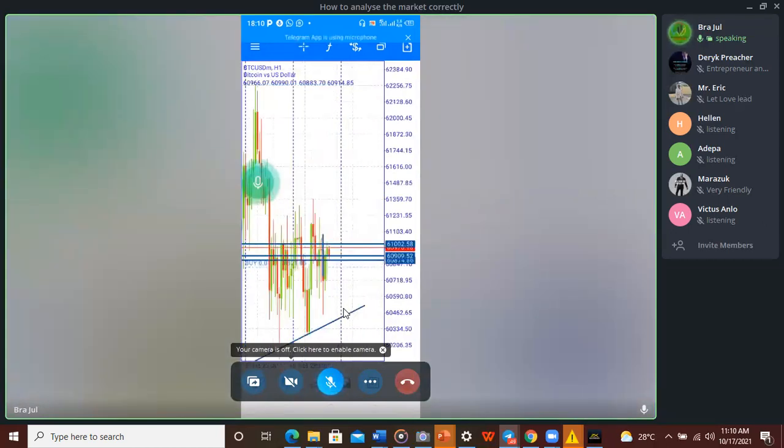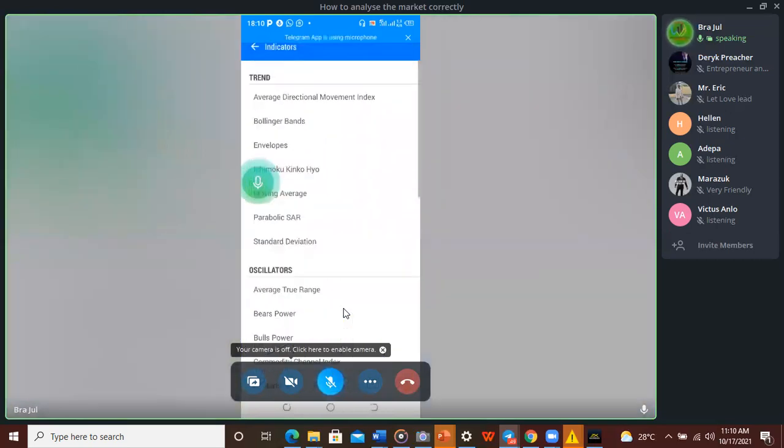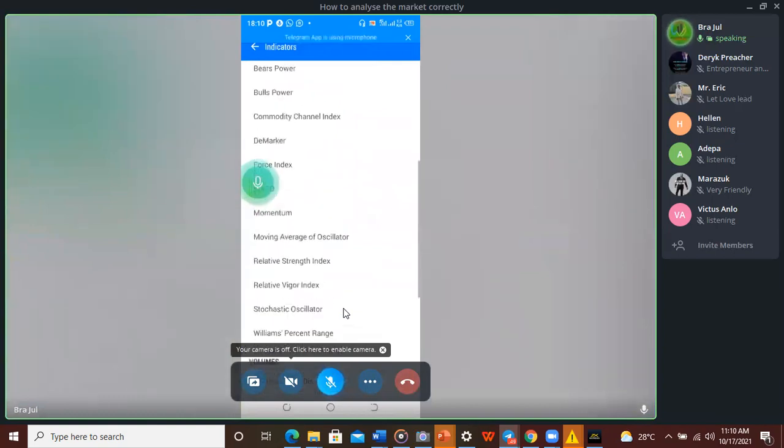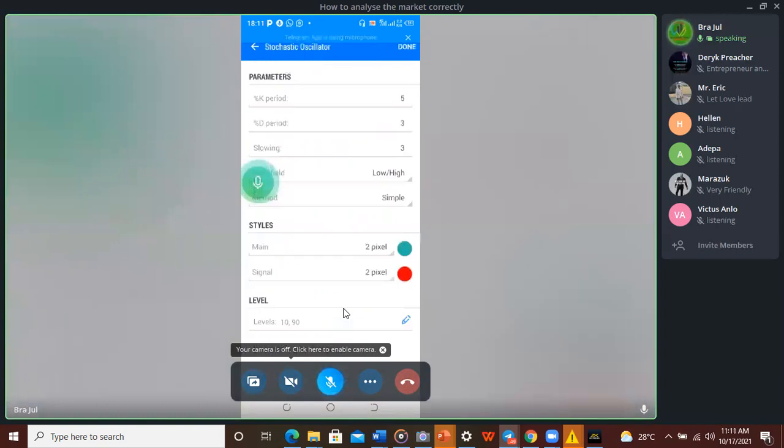So in this particular case, let's place our indicator on the screen. We tap the F at the top middle here, then we scale down. We see that these are the trend ones. We come to oscillators, and there we will find the stochastic oscillator to tell us whether the market is overbought or oversold.